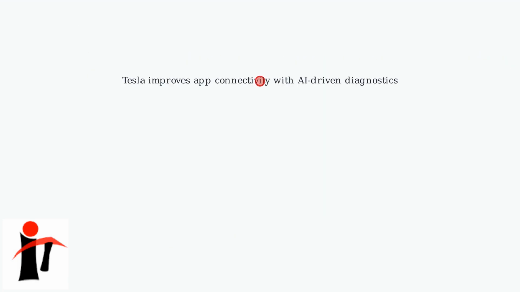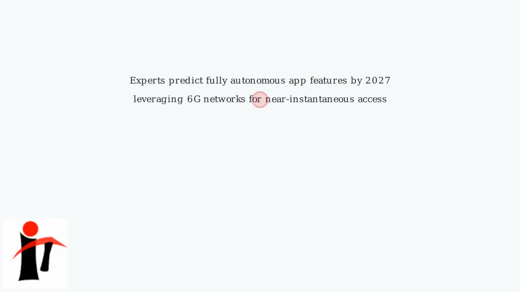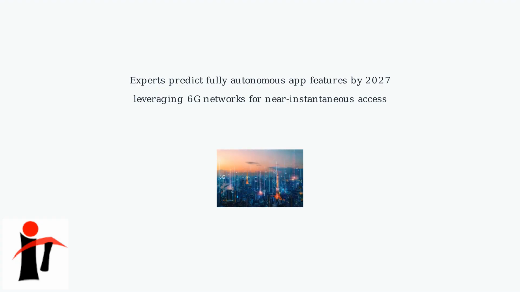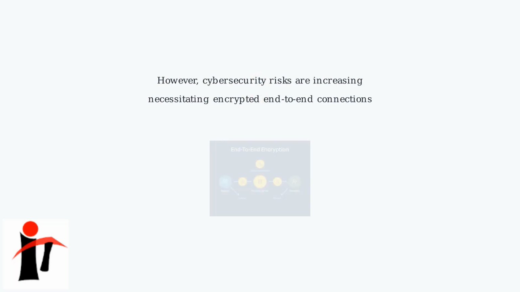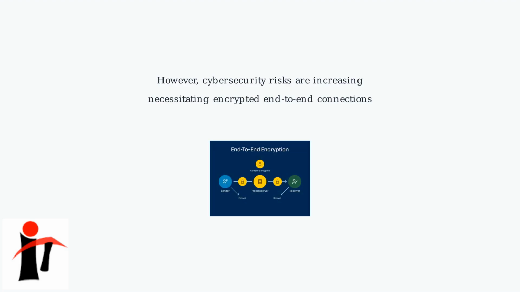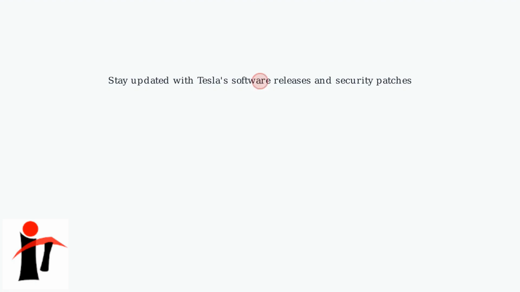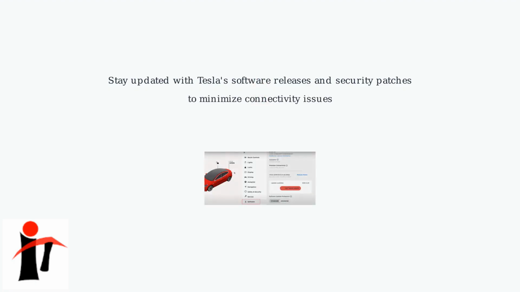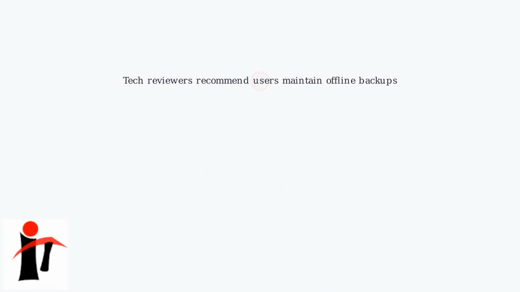Tesla is actively working to improve app connectivity through AI-driven diagnostics and over-the-air updates. Experts predict fully autonomous app features by 2027, leveraging 6G networks for near-instantaneous access. However, cybersecurity risks are increasing, necessitating encrypted end-to-end connections. Stay updated with Tesla's software releases and security patches to minimize connectivity issues. Tech reviewers recommend users maintain offline backups for critical functions.